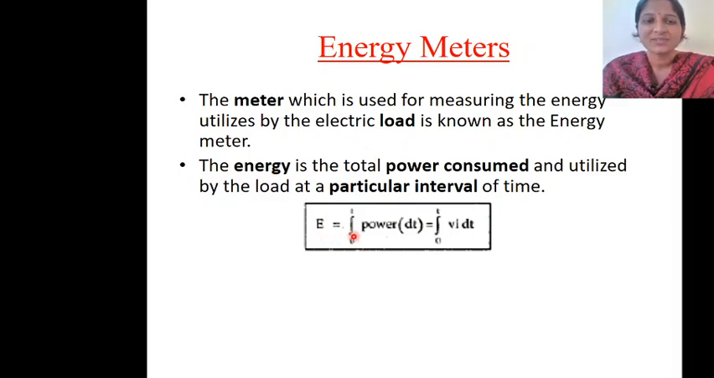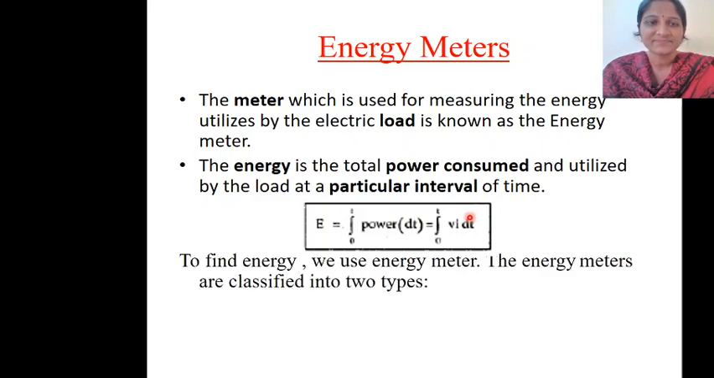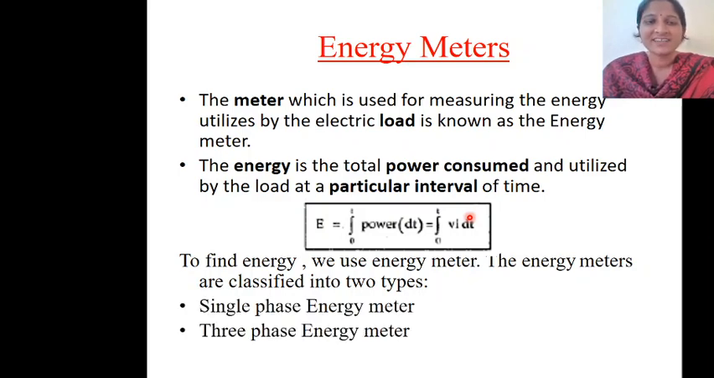So energy is equal to the integral from 0 to t of P dt. Power is nothing but voltage into current, so the integral from 0 to t of v i dt. To find this energy, there are two types of energy meters: the single phase energy meter and the three phase energy meter. Today we shall discuss the single phase energy meter.